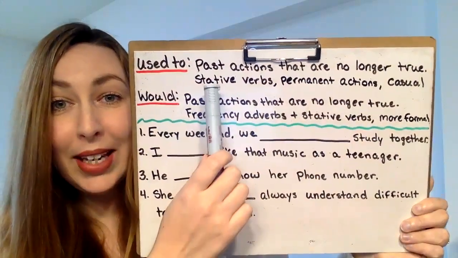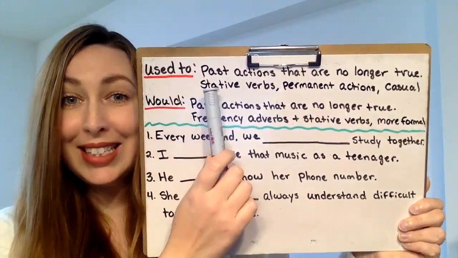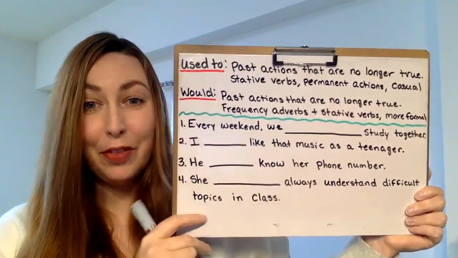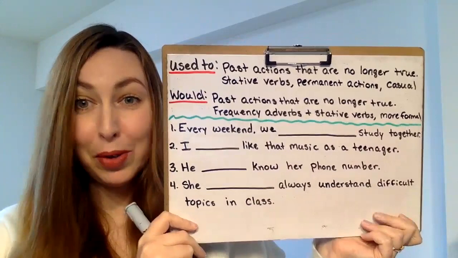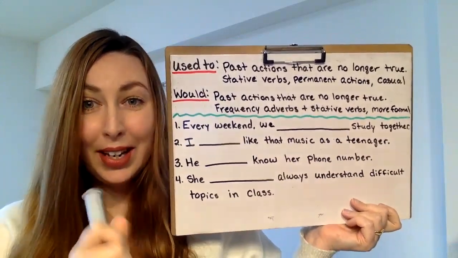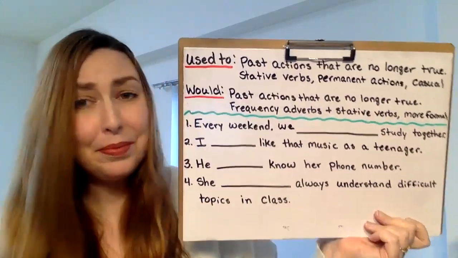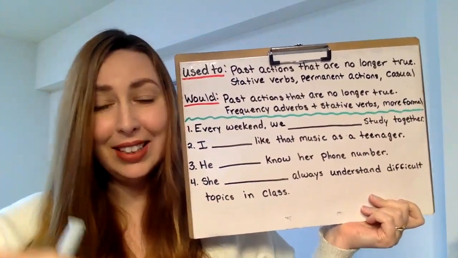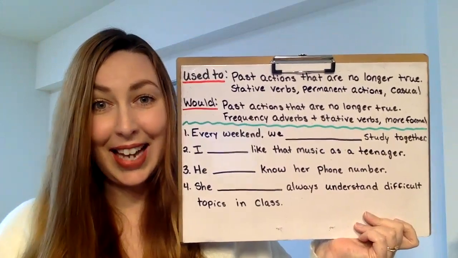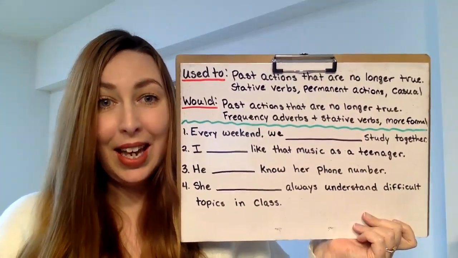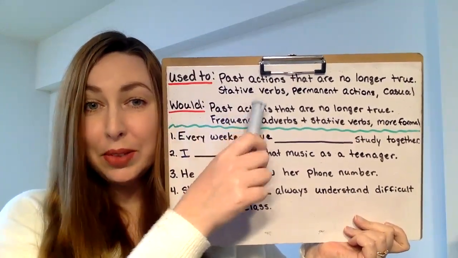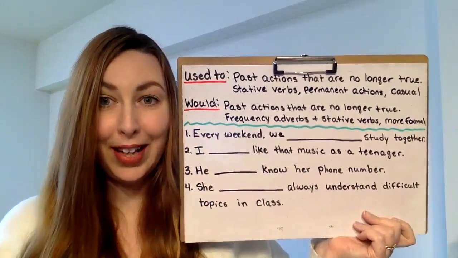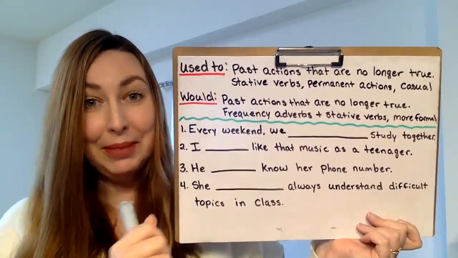Okay, we can also use used to with stative verbs. So if you don't know what stative verbs are, I have a whole lesson on stative verbs, so go search for that. But stative verbs are things like feel, love, things like that, okay? Stative verbs. We can use used to with stative verbs. I used to like, I used to feel, I used to belong to, okay?